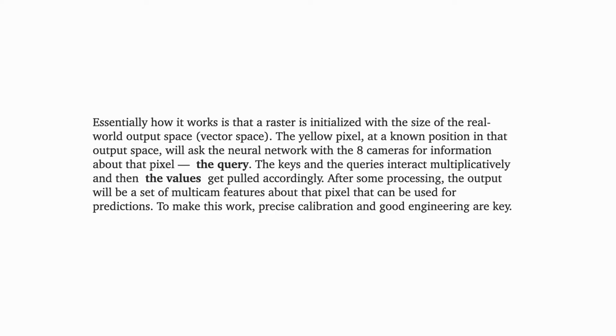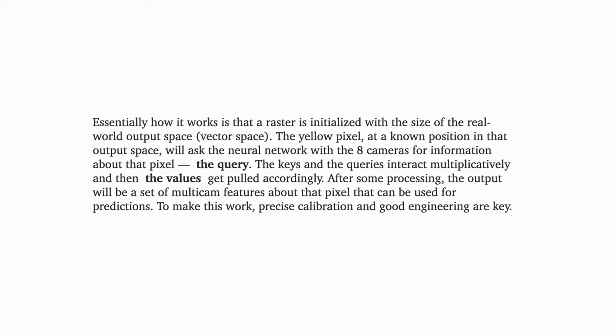Essentially how it works is that a raster is initialized with the size of the real-world output space, vector space. The yellow pixel, at a known position in that output space, will ask the neural network with the 8 cameras for information about that pixel, the query. The keys and the queries interact multiplicatively and then the values get pulled accordingly. After some processing, the output will be a set of multicam features about that pixel that can be used for predictions.